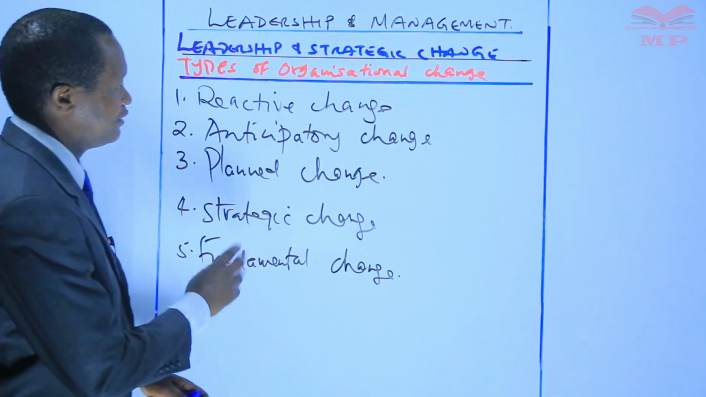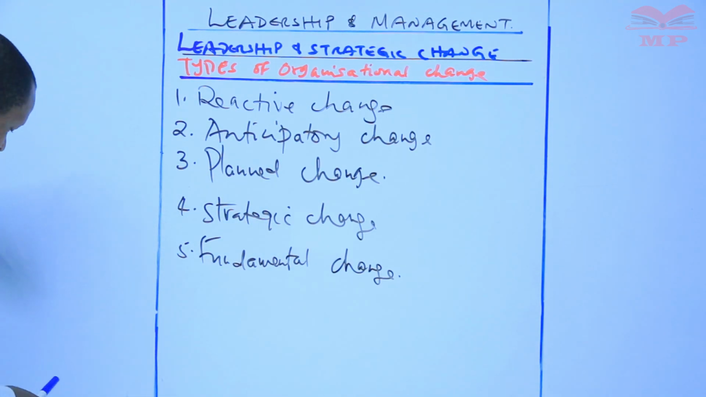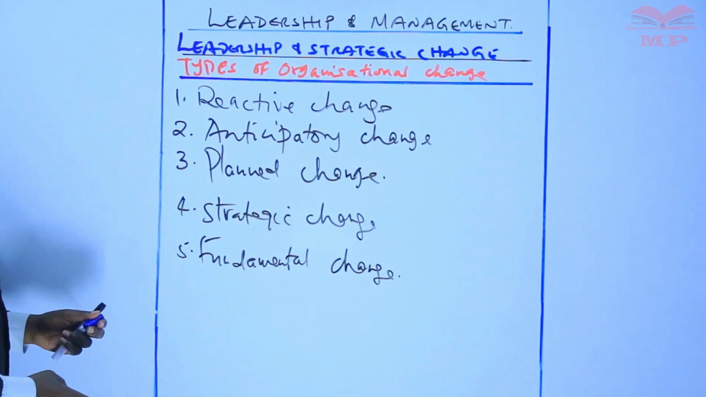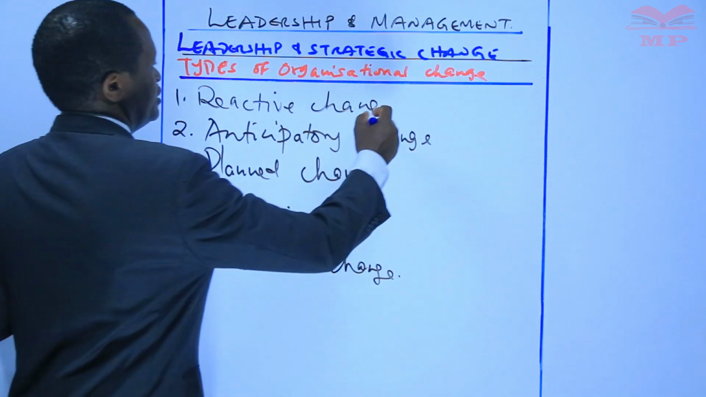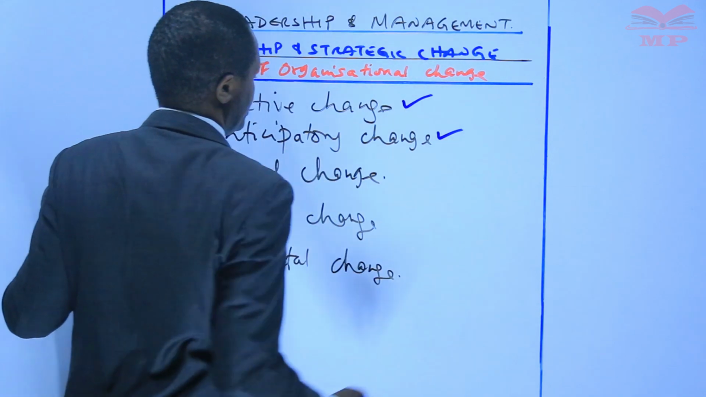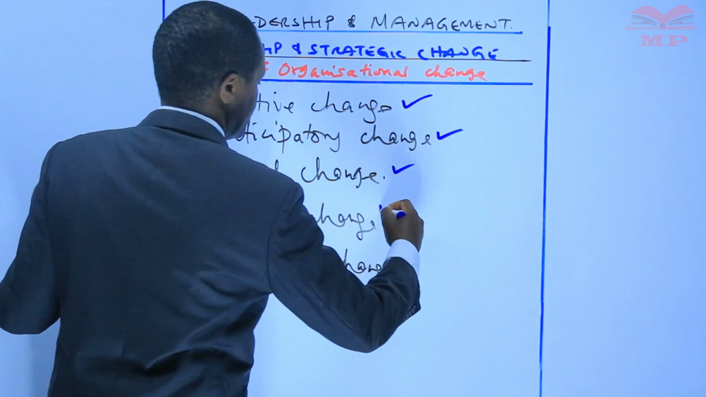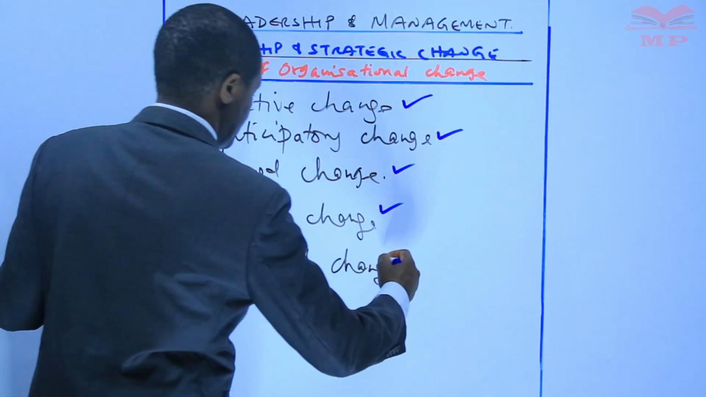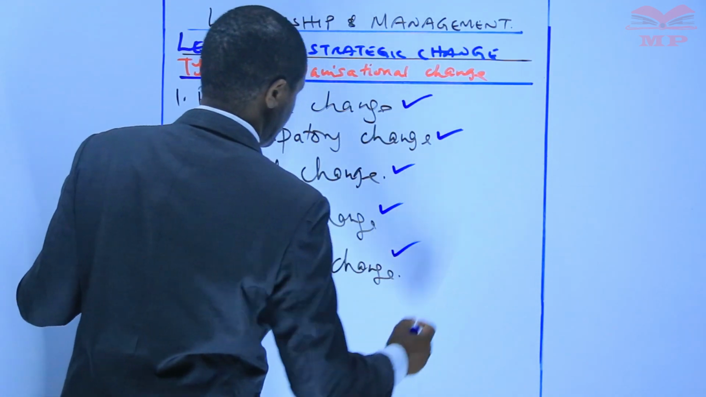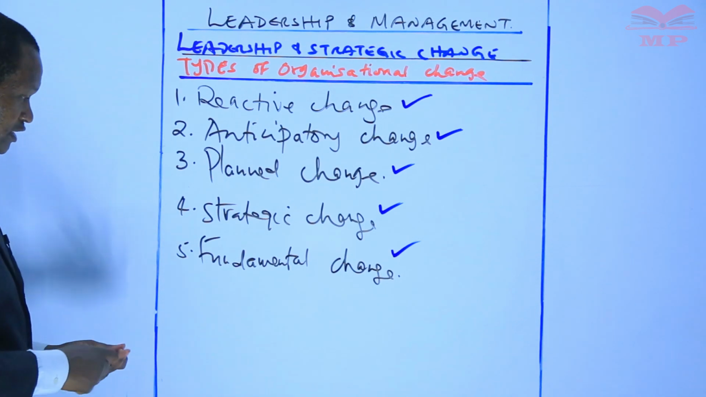So these are 5 types of organizational change. 1, reactive change. Number 2, anticipatory change. Number 3, planned change. Number 4, strategic change. Number 5, fundamental change. So that will mark the end of our today's lesson.